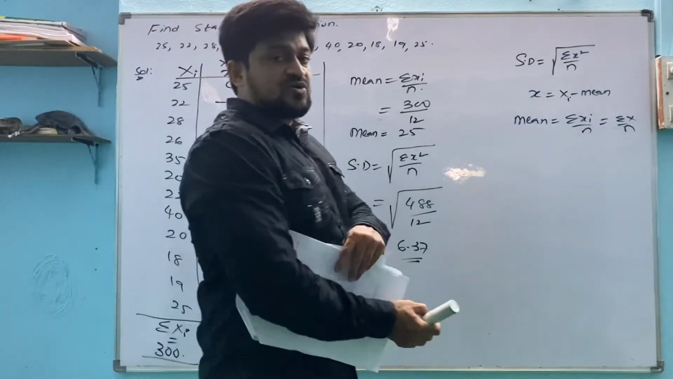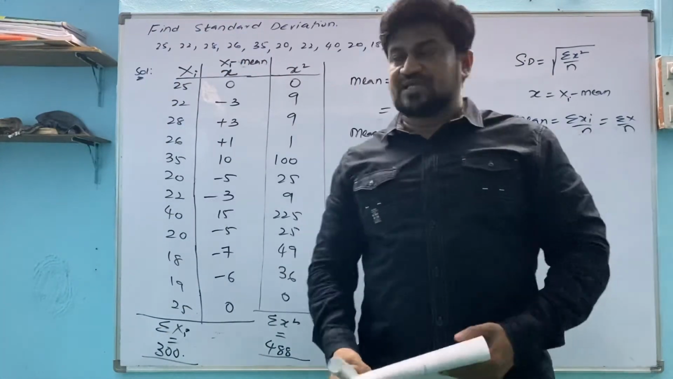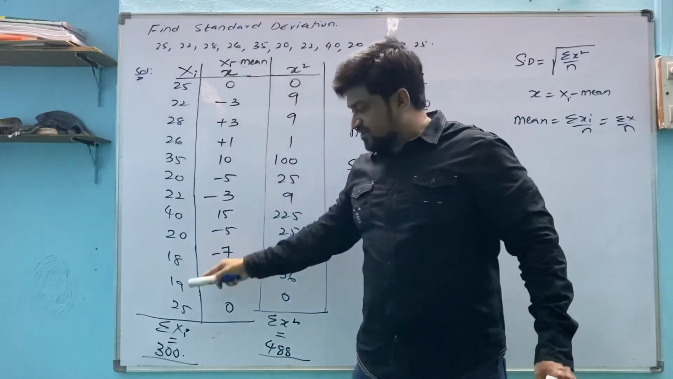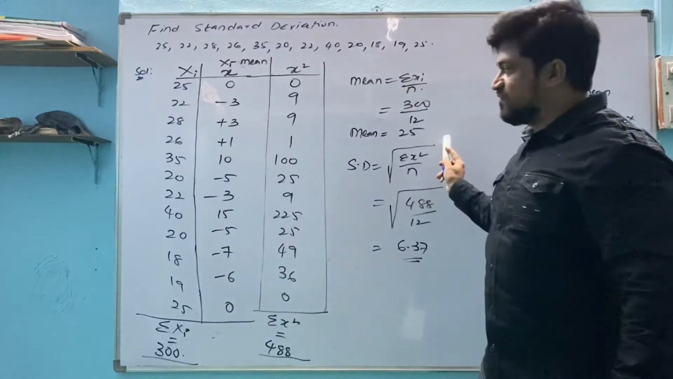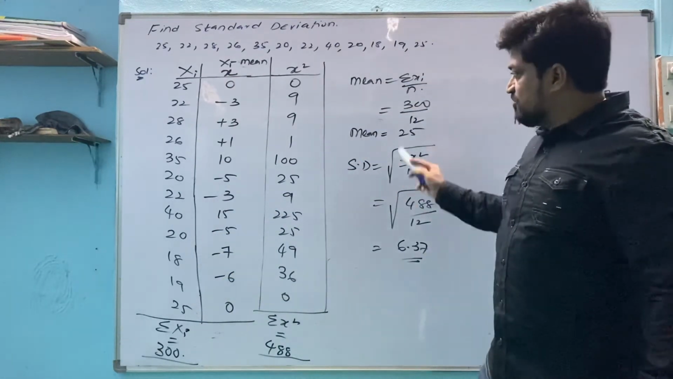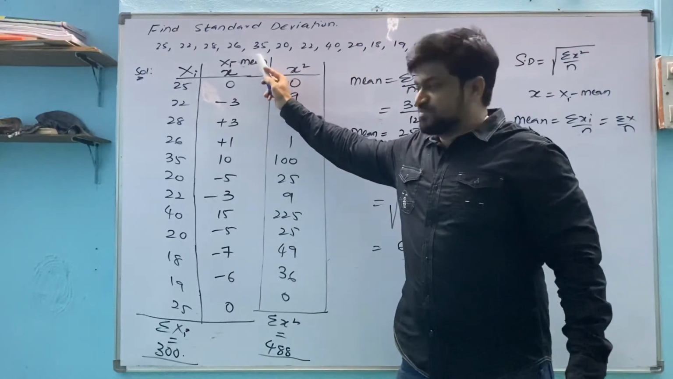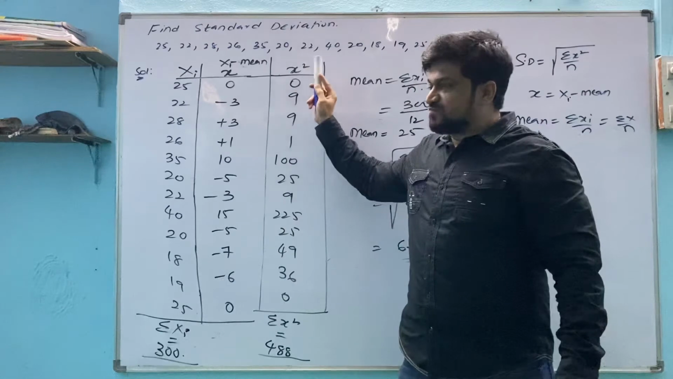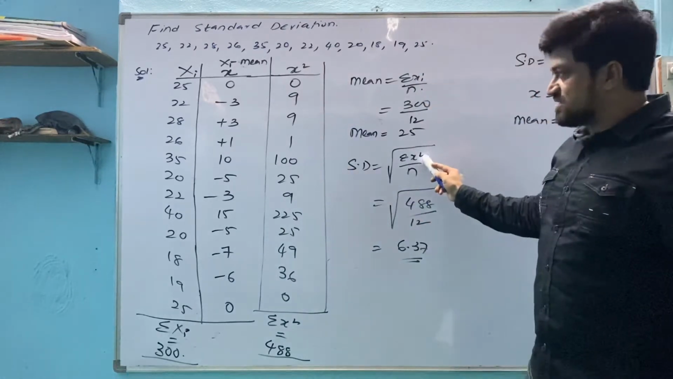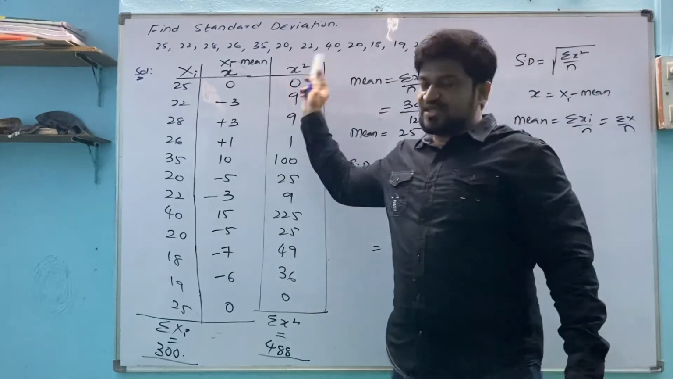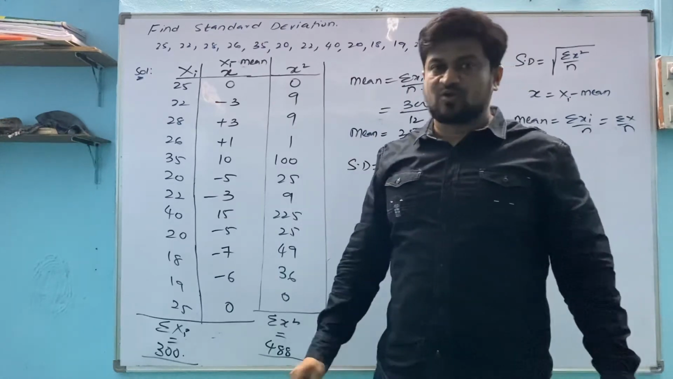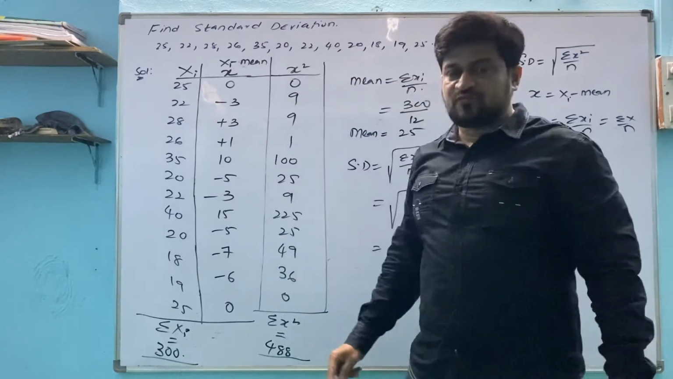Once again, check it out. To find the standard deviation of an individual series, first, whatever xi values are given, you should find sigma xi and the mean. Once you get the value of the mean, you can move on to the small x column, xi minus mean, then the square of this. Why are we squaring? Because in the formula we have x square. You can remember these three columns. Whenever a standard deviation question is there, you need to follow these steps.